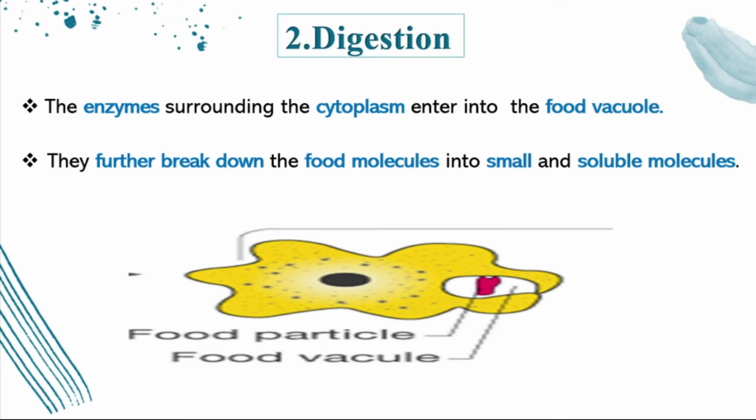Second one, digestion. The enzymes in the surrounding cytoplasm enter into the food vacuole. Once the pseudopodia captured the food to become a food vacuole, that food vacuole is taken into the cytoplasm. The cytoplasm has enzymes that surround the food vacuole. They further break down the food molecules into small and soluble molecules.